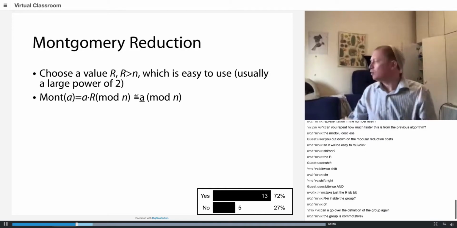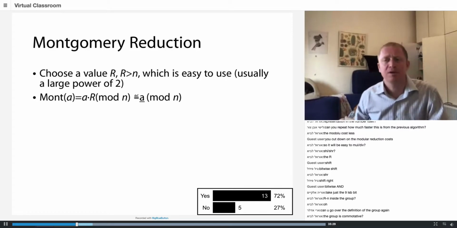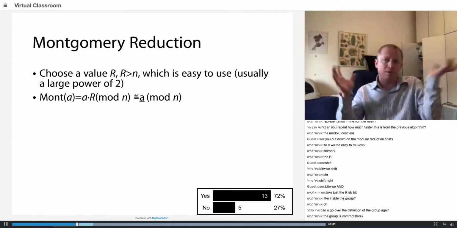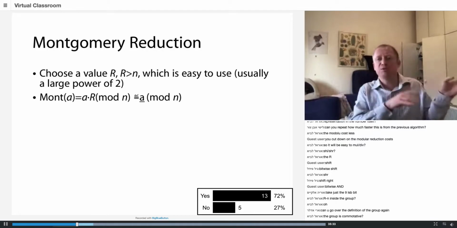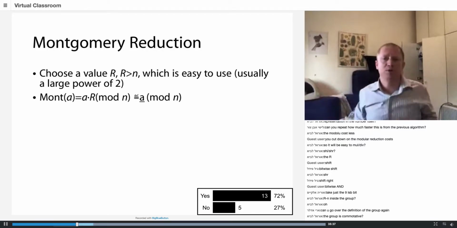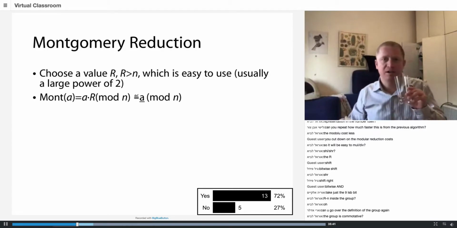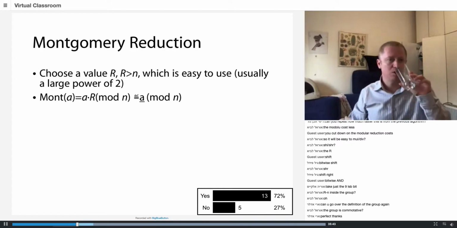The group is all of the numbers which do not have a common divisor with N. So N is P times Q, two prime numbers, and I take all the numbers between 1 and N minus 1 which do not have a common divisor with N. It's called Z star sub N.